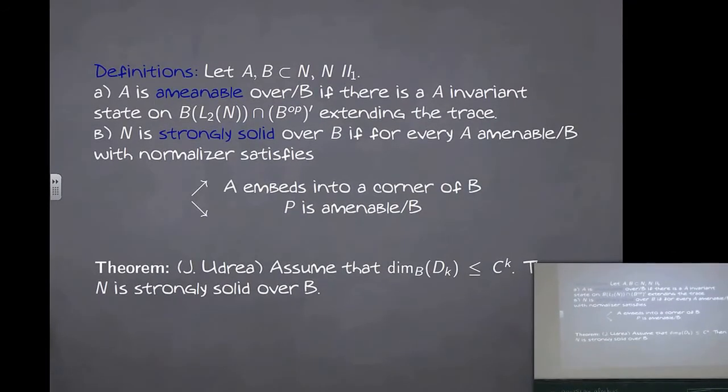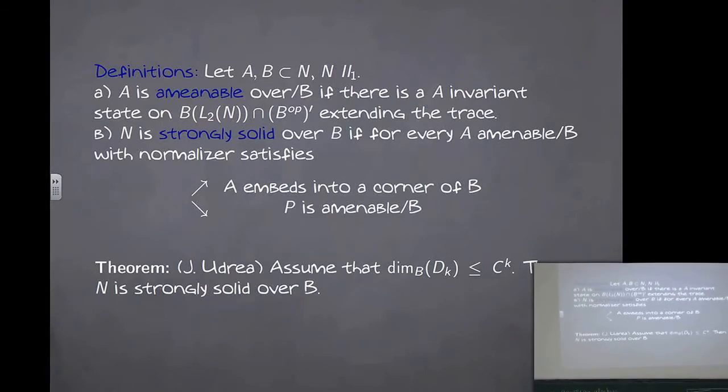So some definitions. An algebra is called amenable with coefficients over B if there's an invariant state on B of L2 tensor B of L2 prime. So usually if you talk amenable, you would have an amenable state on B of L2. But here you're reducing it to this algebra, which is the commutant of the opposite algebra, and you want to have an A-invariant state on that algebra.